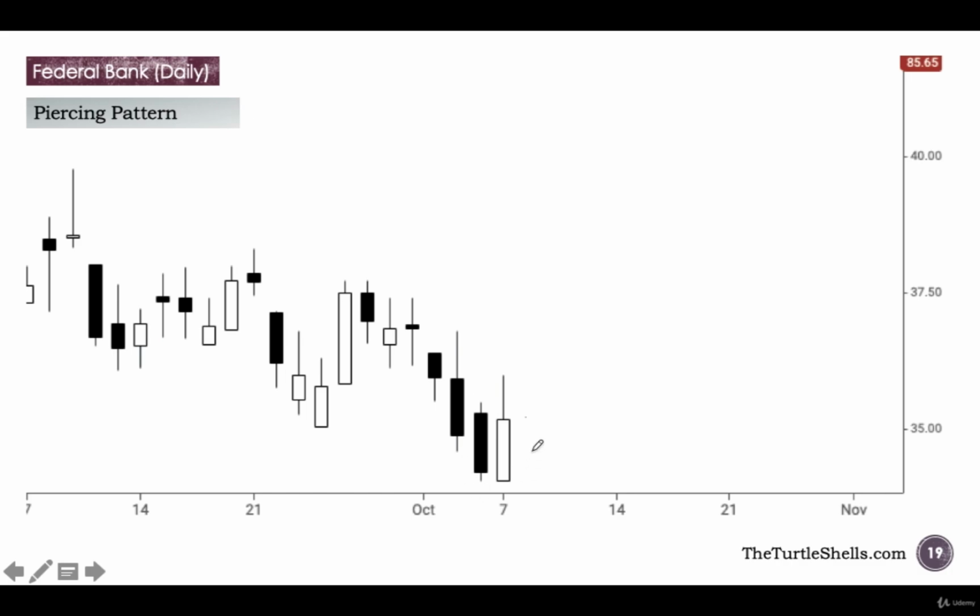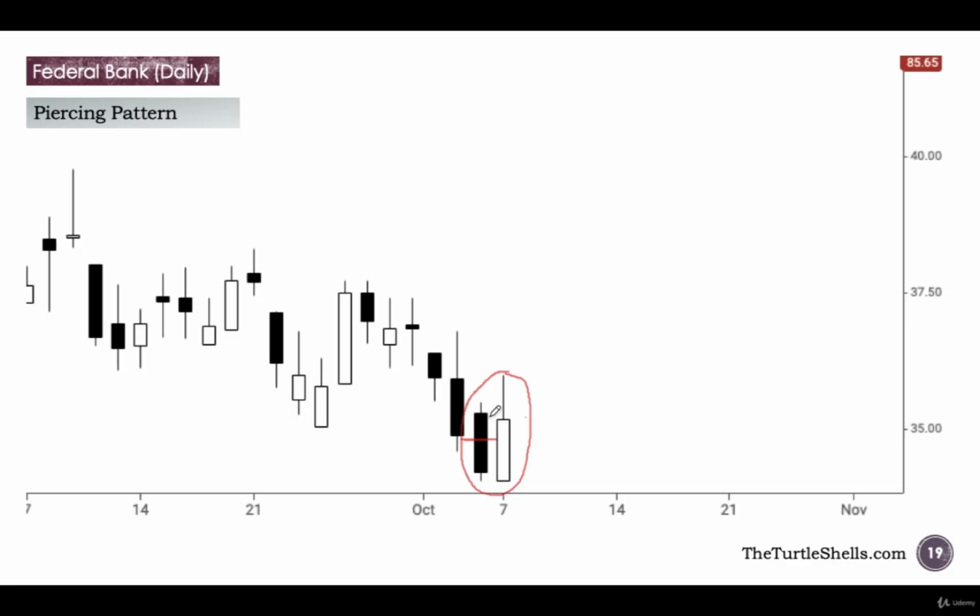It's not a special piercing pattern because it has shadows. But this is a piercing pattern, and that too a perfect or classic piercing pattern, because the opening of the white candle is just near the low of the prior black candle. We can't say it's below the low, but it's just near the low. We can qualify it as a perfect piercing pattern. Of course, the closing has to be above the midway point of the prior black real body.